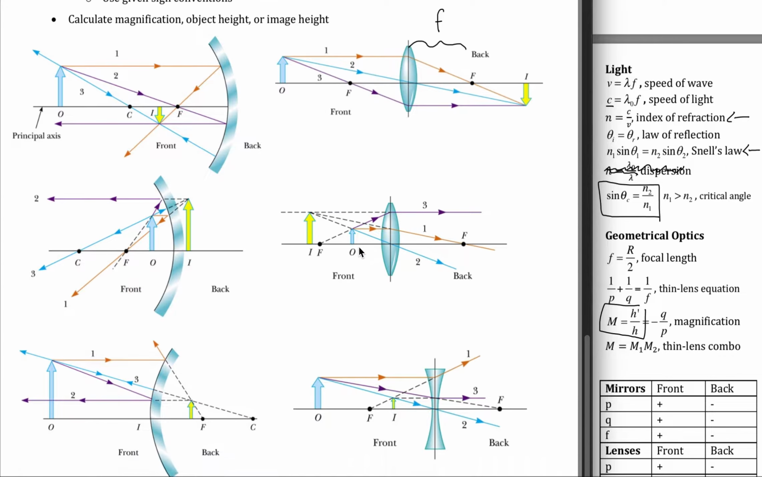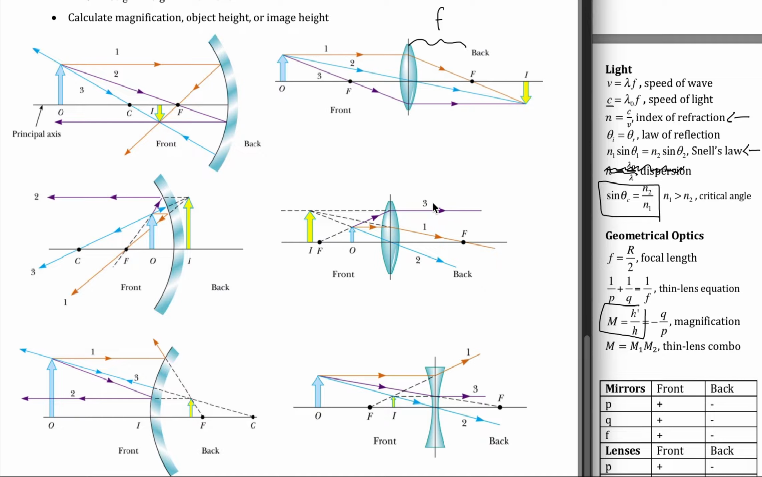But in the other 4 diagrams, you can see that the rays had to be traced back because the rays here never intersected, nor here, nor here. These rays here, after they reflected, they never intersected. So whenever you have those dashed lines that indicate that your rays were traced back, those are all virtual images.